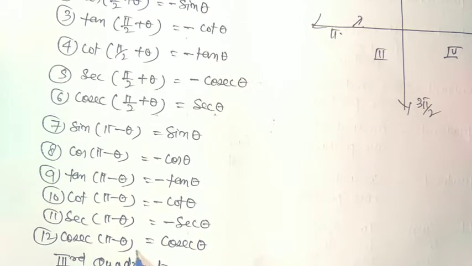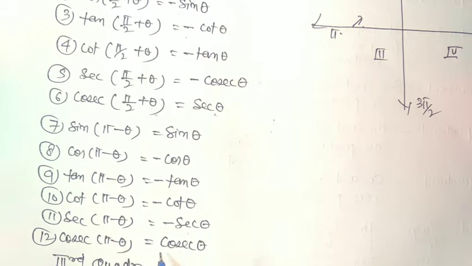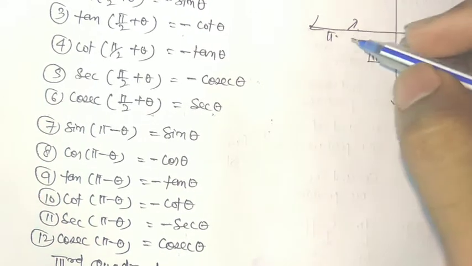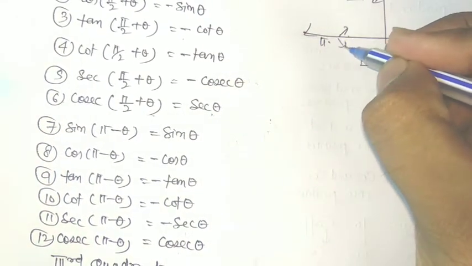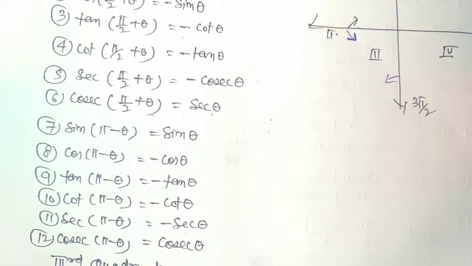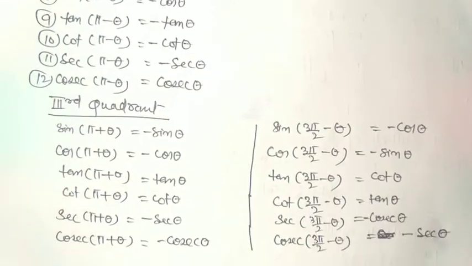And cosec pi minus theta is cosec theta. Why plus cosec theta? Because in second quadrant cosec is positive. Now we are moving to third quadrant. So for going to third quadrant, we have to add something to pi, or we have to subtract something from 3 pi by 2. Then only we can come to third quadrant. So we are making formula for third quadrant.